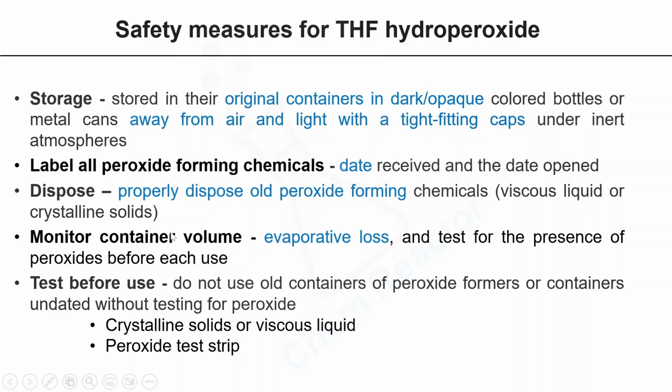Always monitor if there is any evaporation or loss of solvent in the THF bottle, and then test before use. Always be careful, do not use old bottles or containers of peroxide forming compounds like THF. The first primary test can be to check if there is any crystalline solid at the bottom of the bottle or any viscous liquid in the THF. And next it can be peroxide test strips. Peroxide test strips are really useful to check whether a peroxide has really formed or not.